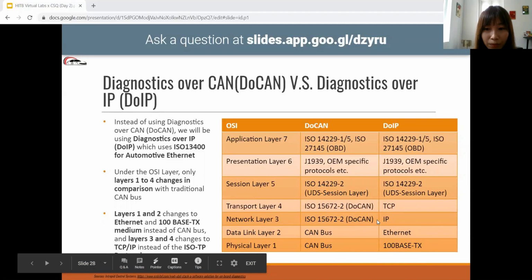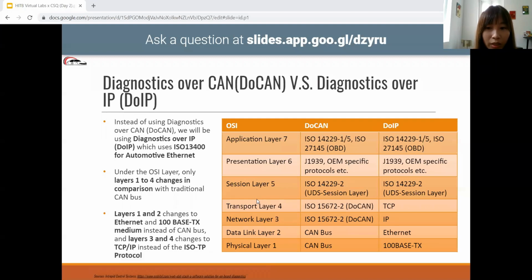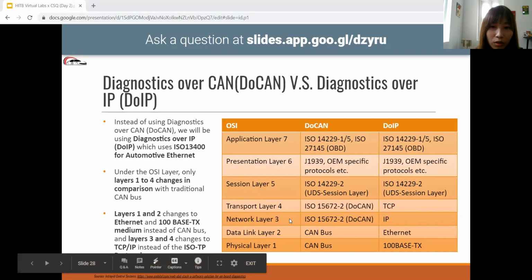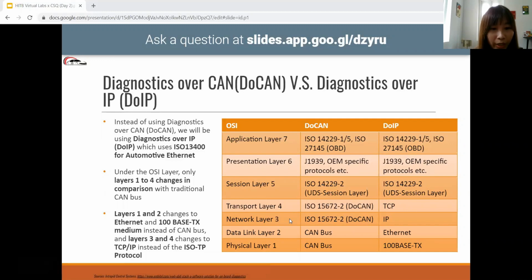It's in comparison to DoIP, whereby in layer 3 you support IP and in layer 4 you support TCP. And then layer 5 is basically your UDS standard, ISO 14229, and your layer 6 and layer 7 are actually the same. So this is the overall architecture of the difference between DoIP and DoCAN.